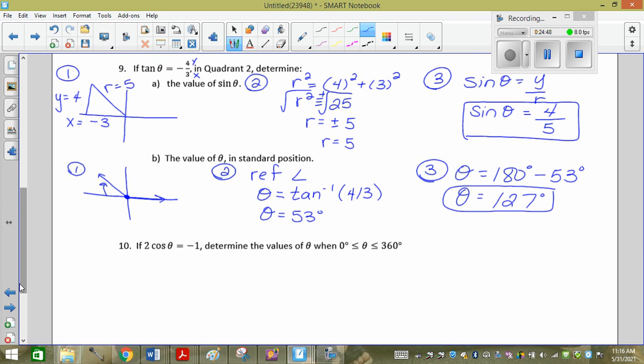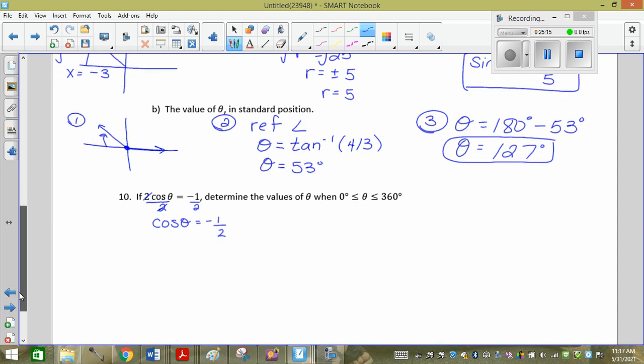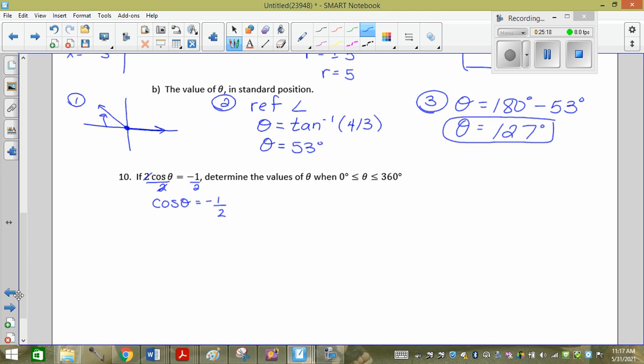What's the problem with number 10? Anyone know? There's a 2 in front, and we can't do reference angles unless we actually have cos, sine, or tan, right? So the first thing we have to do is divide by 2. So we get cos theta equals negative a half. So this is, I give you a trig ratio, I ask you for an angle. We do the 3 steps. Draw, reference angle, answer.